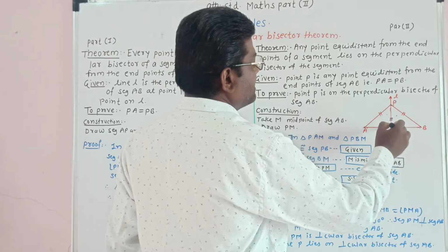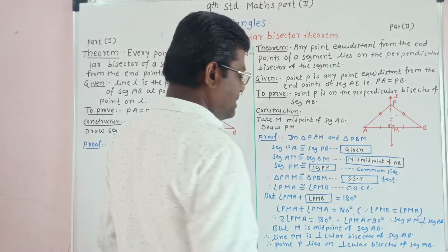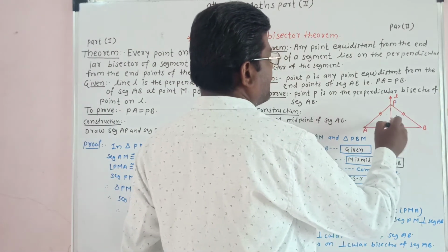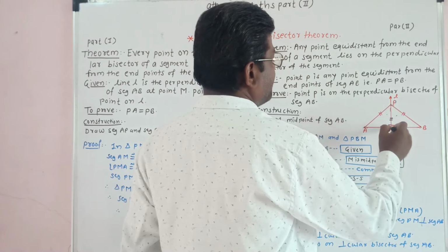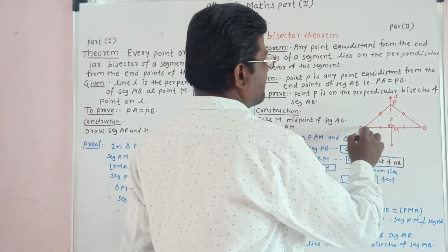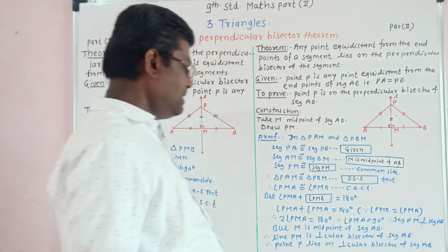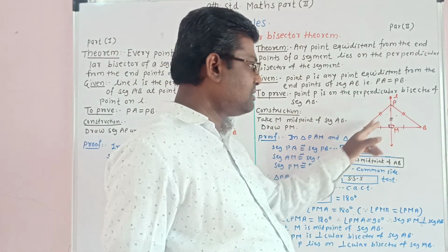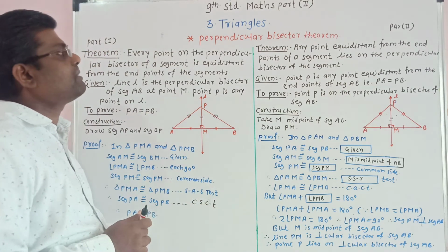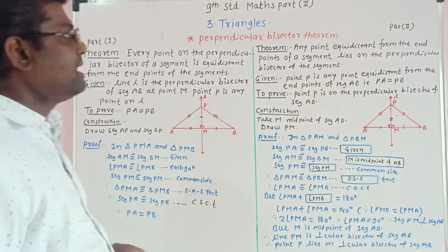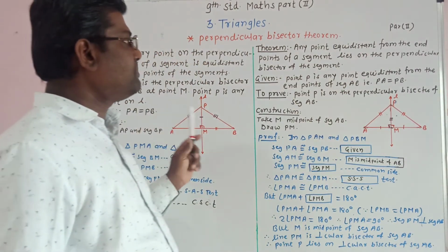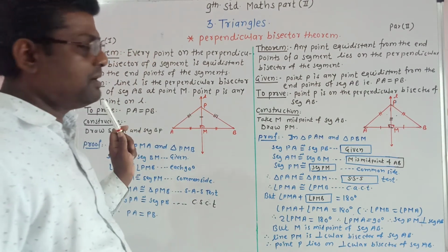Therefore, segment PM is perpendicular to segment AB. But M is the midpoint of AB, and PM is perpendicular to AB. Therefore, PM is the perpendicular bisector of AB. Therefore, point P lies on the perpendicular bisector of AB. This is the converse of the perpendicular bisector theorem. Any point equidistant from the endpoints of a segment lies on the perpendicular bisector of the segment.